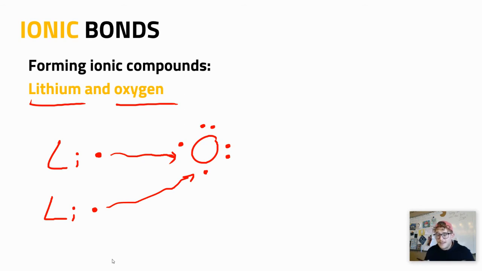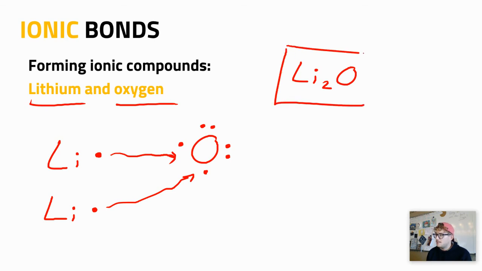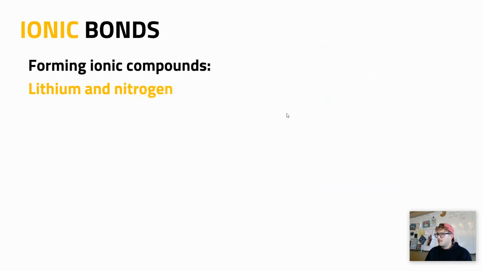How many lithium atoms did I need to make that one oxygen atom happy? Well, I needed 2. So my chemical formula is going to be Li2O. That's it. Because I needed 2 lithium atoms to make oxygen have a full shell. So it would be Li2O. And that's it. All right, fair enough.